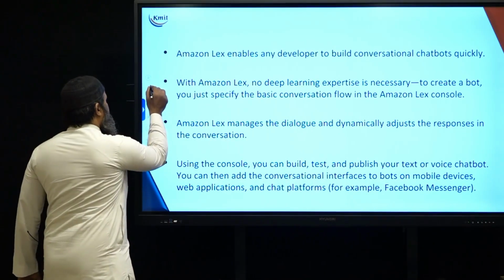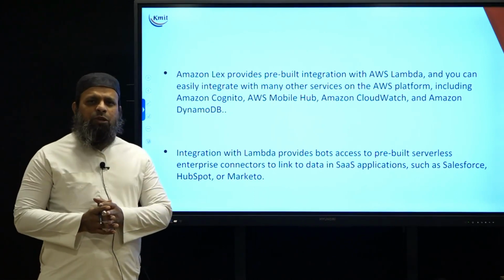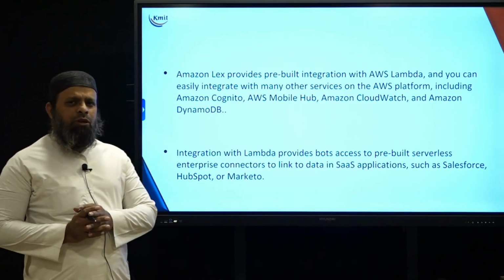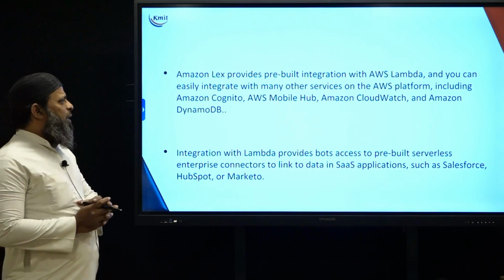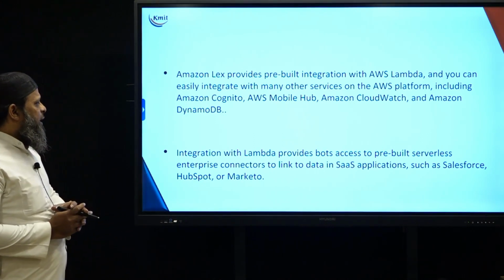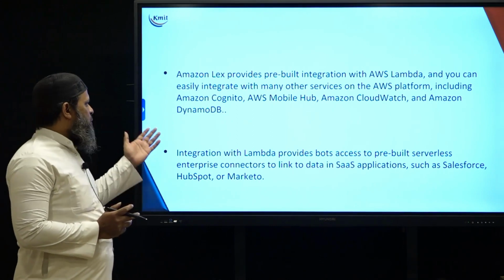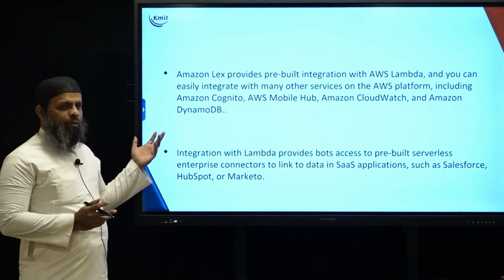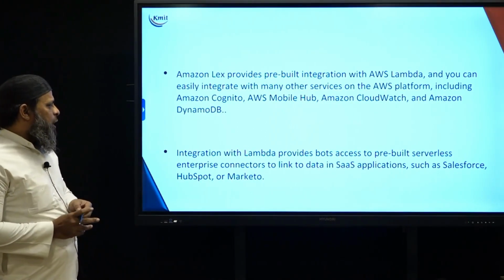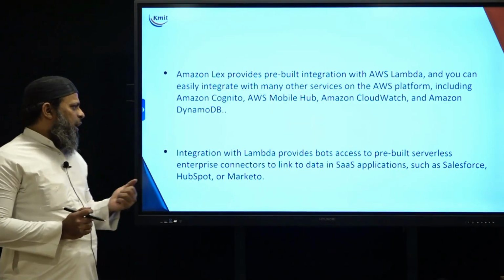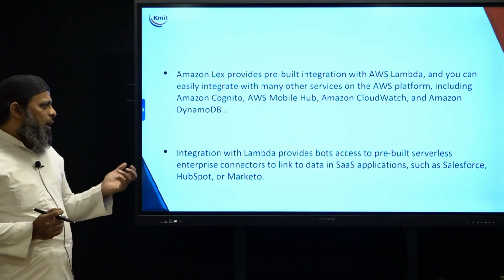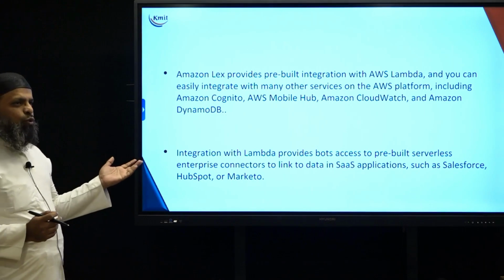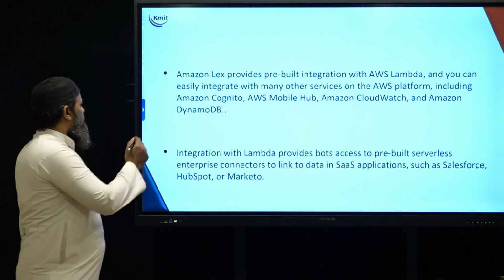In Amazon Lex, there is one more service called AWS Lambda, which will help us to perform some functions. Once the Lambda function is built, it can be integrated with other Amazon web services like Amazon Cognito, Amazon Mobile Hub, Amazon CloudWatch and Amazon DynamoDB, and various operations can be performed. Lambda also provides the bot access to pre-built serverless enterprise connectors to link to data in SaaS applications such as Salesforce, HubSpot or Marketo.